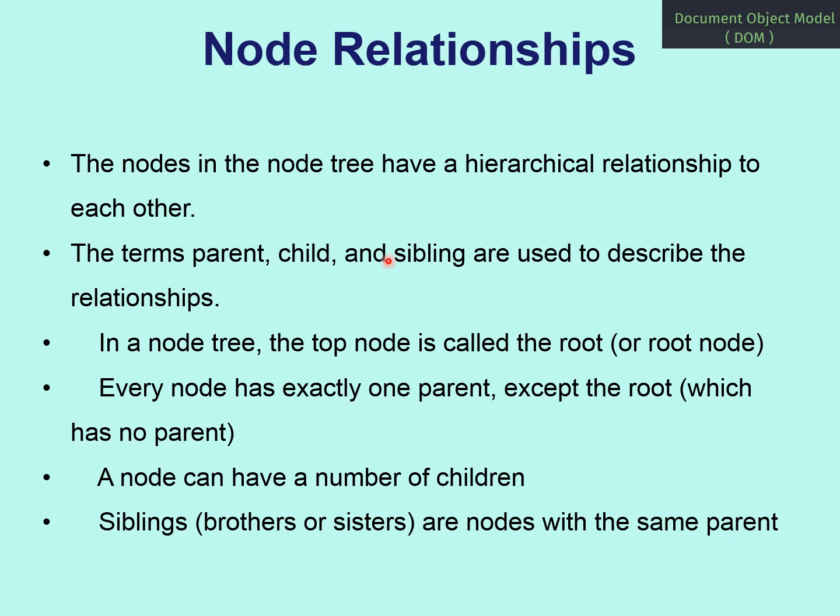Now we can see the node relationships. The nodes in the node tree have a hierarchical relationship to each other, because there is a root node, left child, right child, subchildren, like this. The terms parent, child, and sibling are used to describe the relationship. In a node tree, the top node is termed the root node. Every node has exactly one parent except the root, which has no parent. A node can have a number of children. Siblings are nodes with the same parent. This is the basic idea regarding a tree.